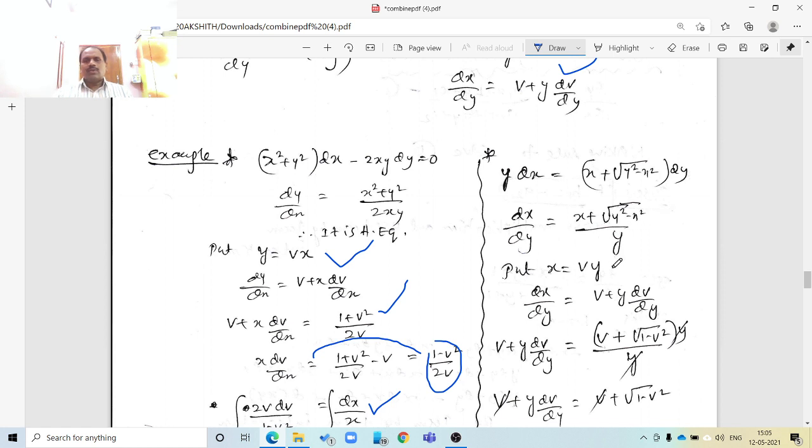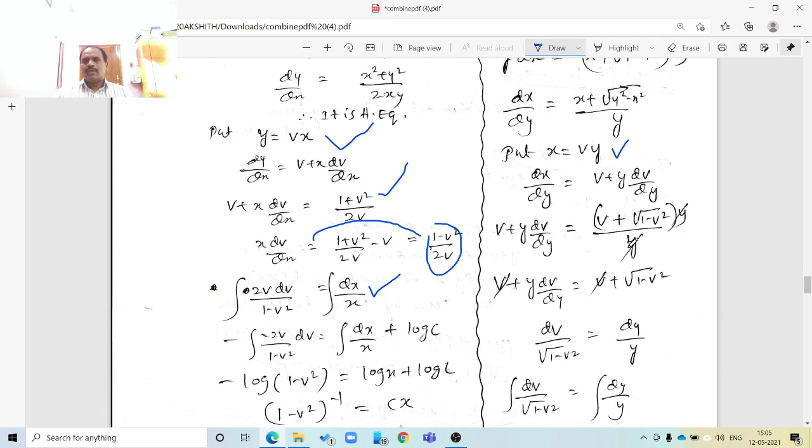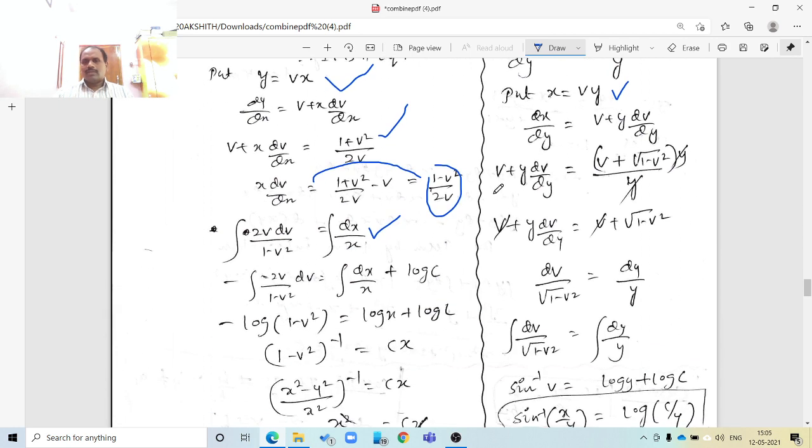So in this case, if it is dy by dx equal to f of x comma y by g of x comma y, you take y is equal to vx. If dx by dy is equal to a homogeneous function in the form of f of x comma y by g of x comma y, then you take x is equal to vy. After substitution, we know that differentiation dx by dy is equal to v plus y dv by dy. So after simplification, this y will be cancelled and the v terms will be cancelled.